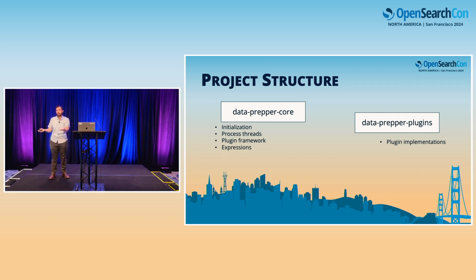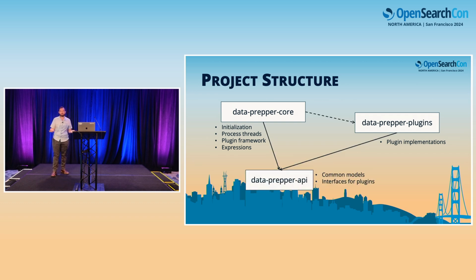So if you write a plugin, how do you get it to work within core? Well, the third component is Data Prepper API. This is a set of libraries or small classes and interfaces. So we have common interfaces that all the plugins will need to implement in order to communicate and get data into Data Prepper core.